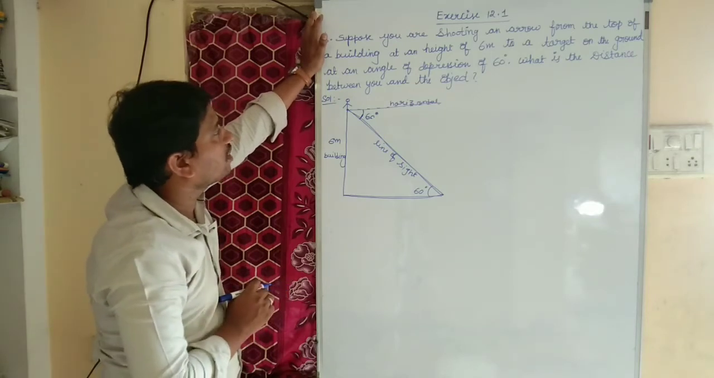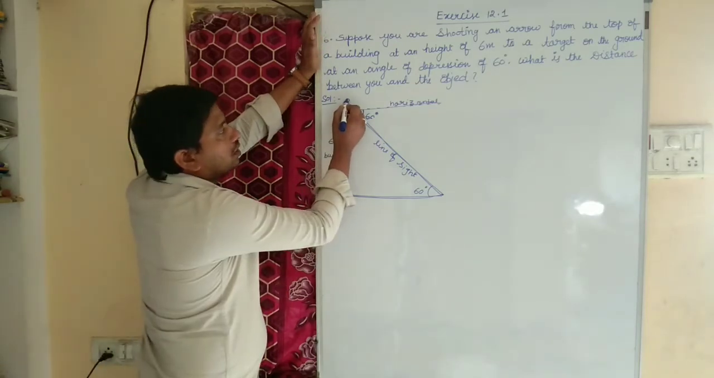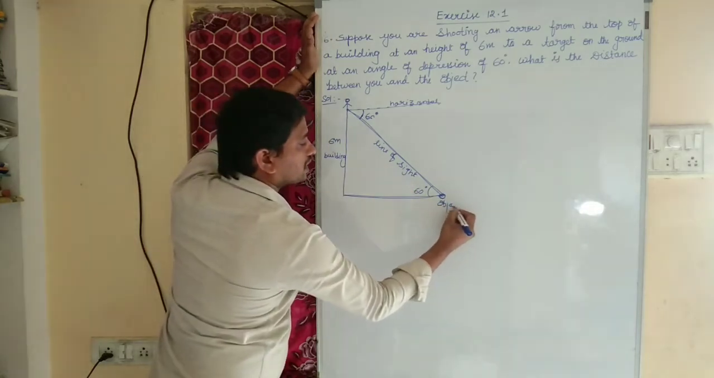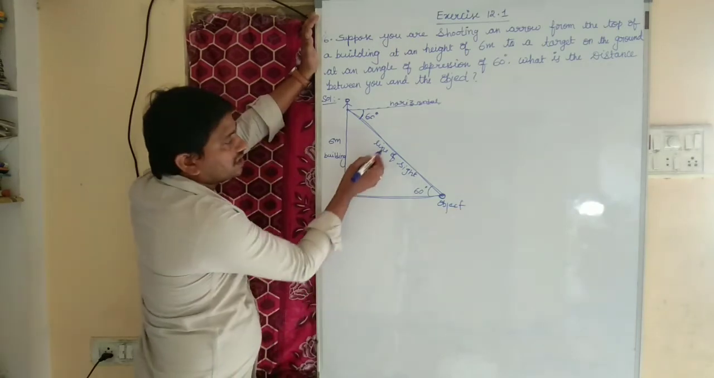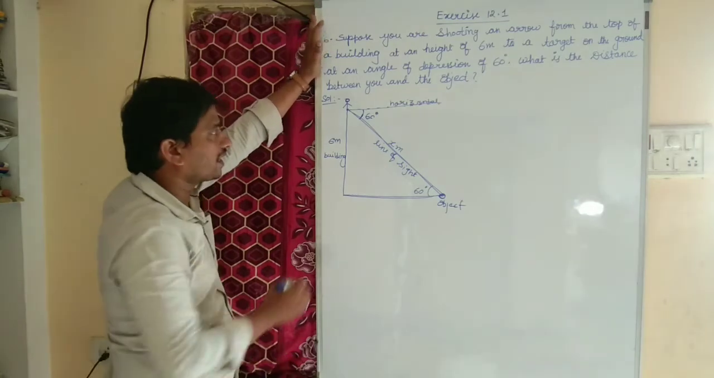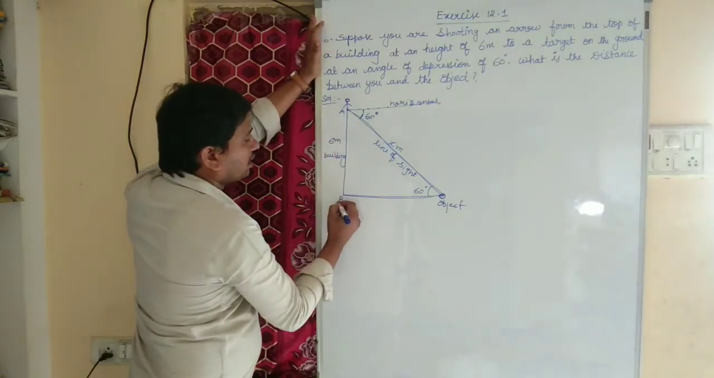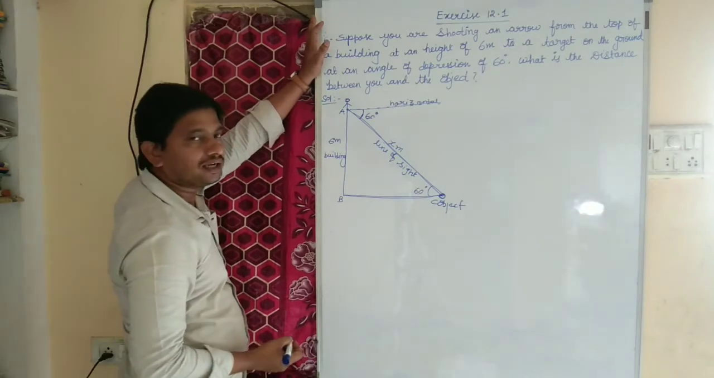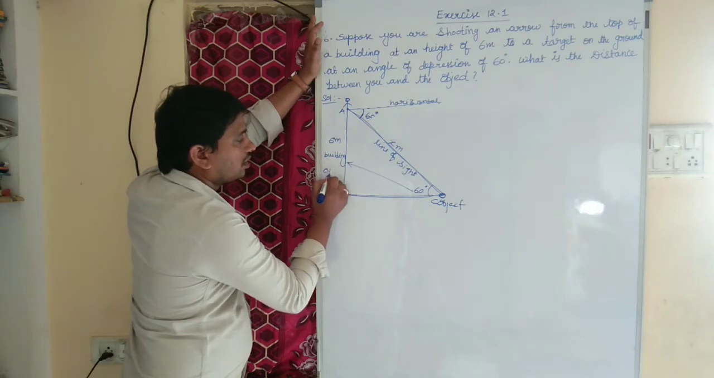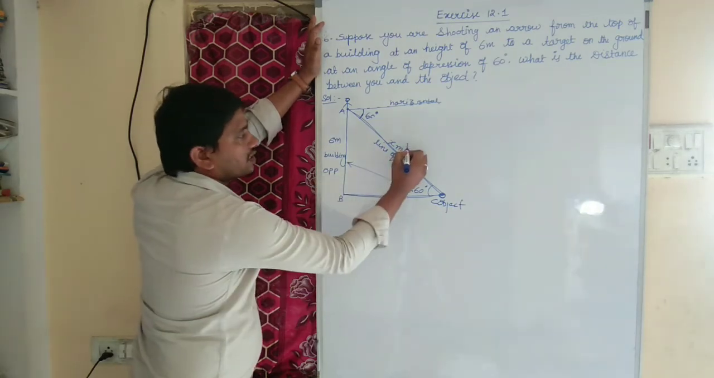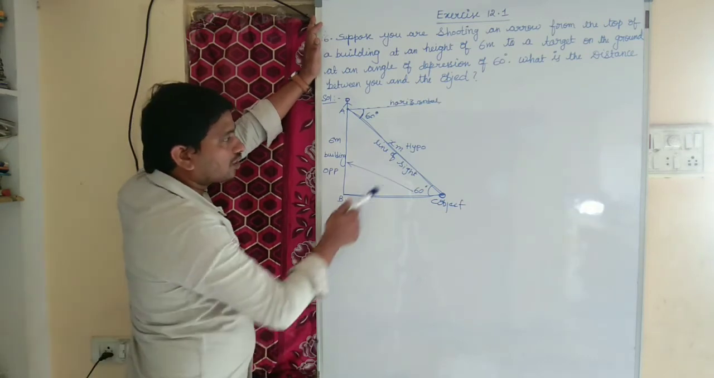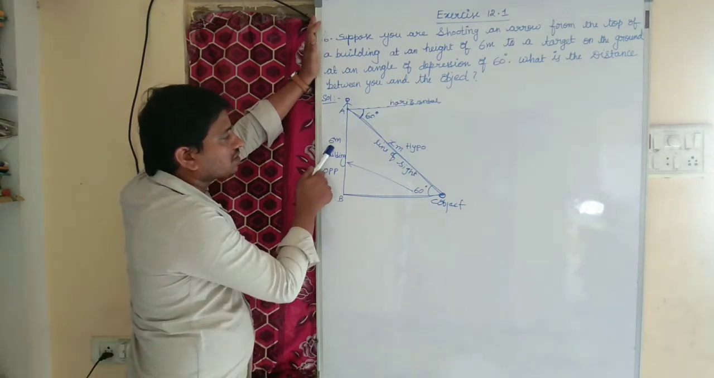Now what are they asking? What is the distance between you and the object? This is our object, and this distance we have to find. Let this distance be x meters, that we have to find. Let us name the triangle, for suppose ABC is a triangle. The angle is 60 degrees, and this side will be the opposite side, and this side will be the hypotenuse. Right? So the unknown quantity is the hypotenuse, and the known quantity is the opposite.